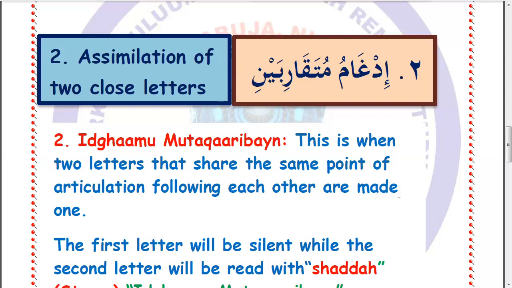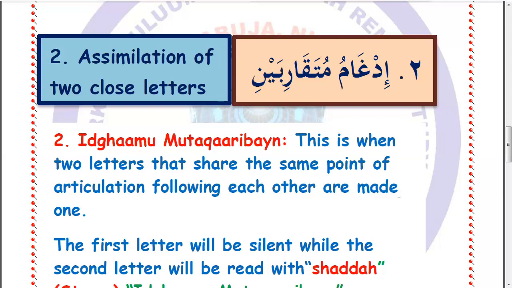When two letters are close to each other at the point of articulation, meaning their source, where they come from, their origin, are almost the same, such idgham is referred to as Idghaamu Mutaqaaribayn.